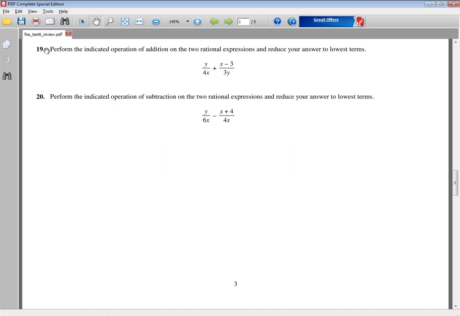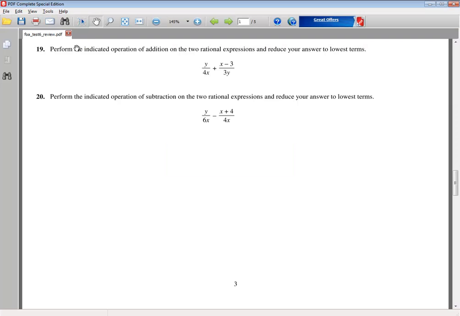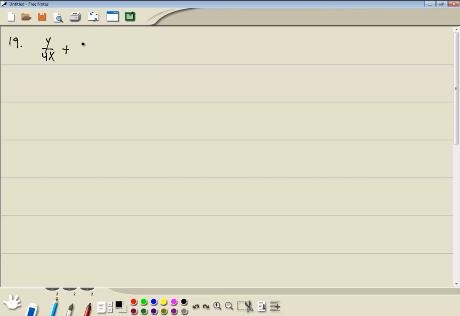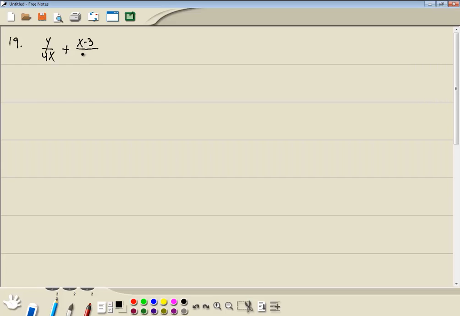We got y over 4x minus, let's try it again, x minus 3 over 3y. Now these are a little bit different. This is still adding, subtracting rational expressions, but they're a little bit simpler. So you don't have to do as much work on these.